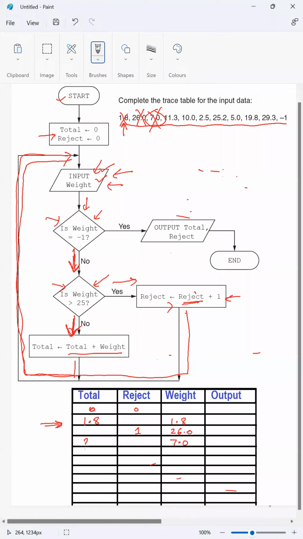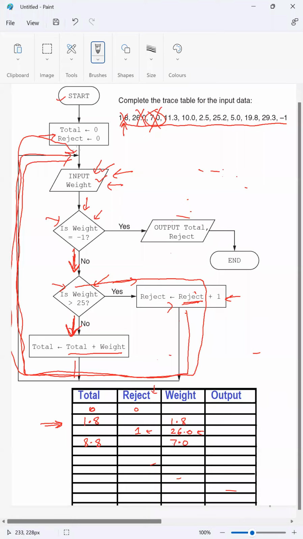So we're just going to update total here. But what you should notice is that when the value of weight was 26, that value got rejected, right? This probably means the value gets rejected. And we did not modify the table. When the value of weight was 26, we took this route, right? We updated reject, and then we went all the way back up for the next input, right?